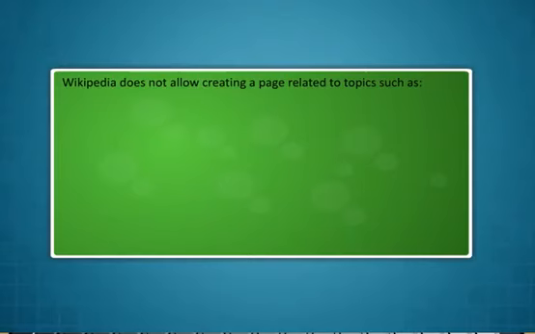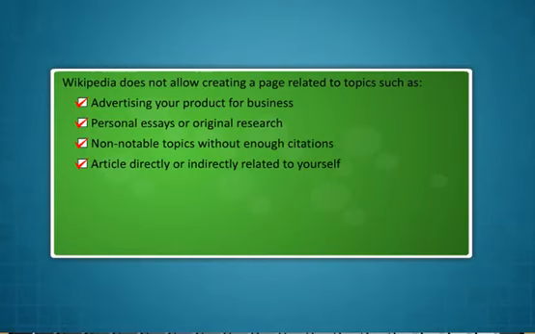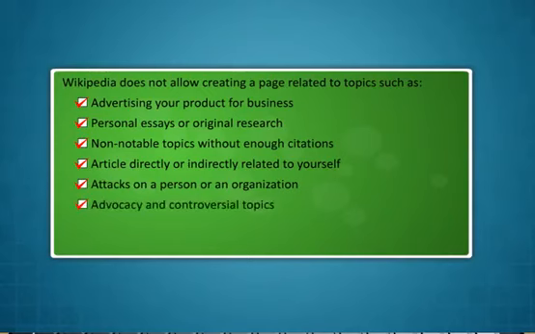Wikipedia does not allow creating a page related to these topics. Advertising your product for business, personal essays or original research, non-notable topics without enough citations, article directly or indirectly related to yourself, attacks on a person or an organization, advocacy and controversial topics, local interest articles, breaking news events.